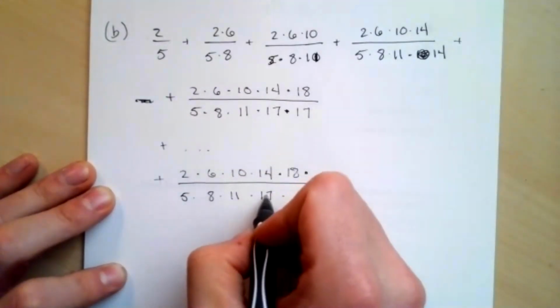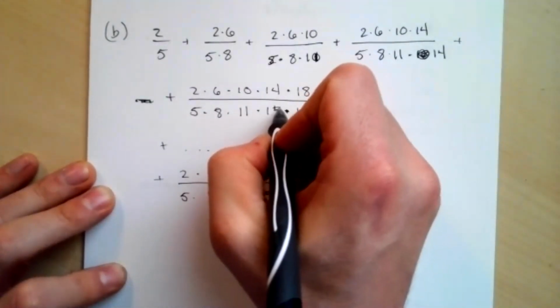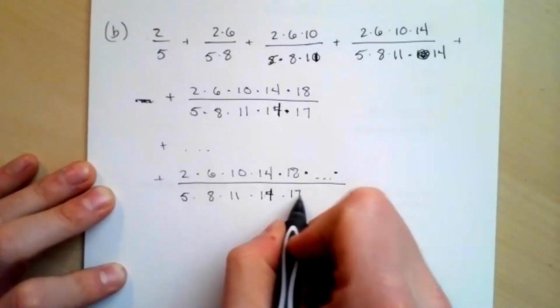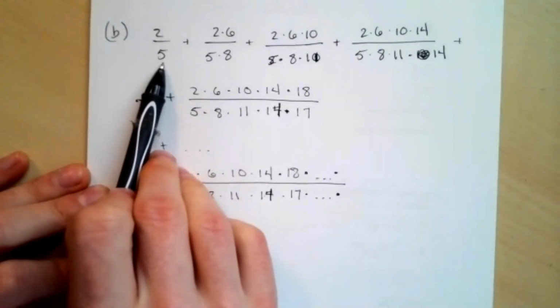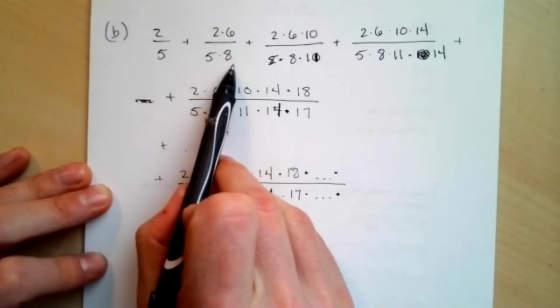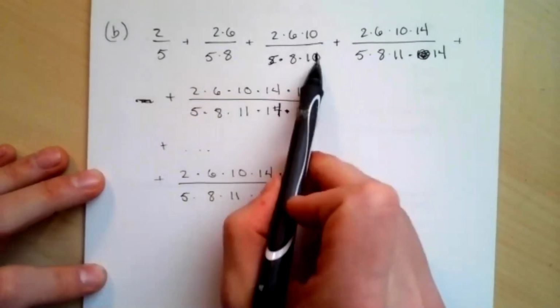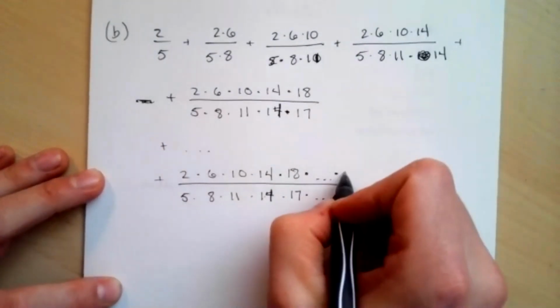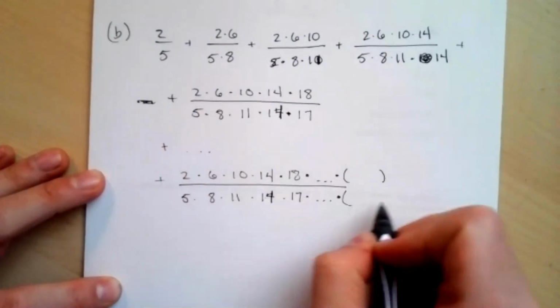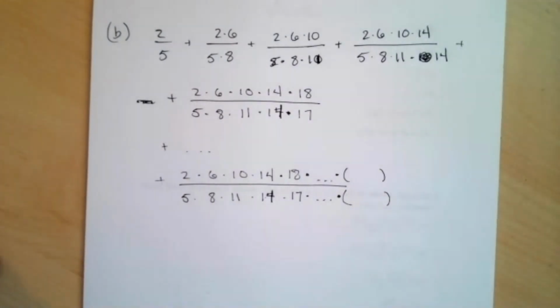Did I write one wrong? Yeah, this one should be 14, sorry. Times 17. So this was our first one. This was our second term, our third, our fourth, our fifth. What's the nth term going to be here? What is the thing we should multiply the numerator by in the nth term? Let's come up with a formula for that.